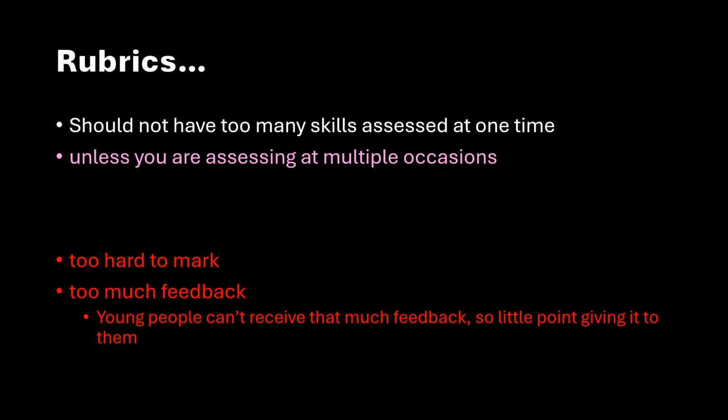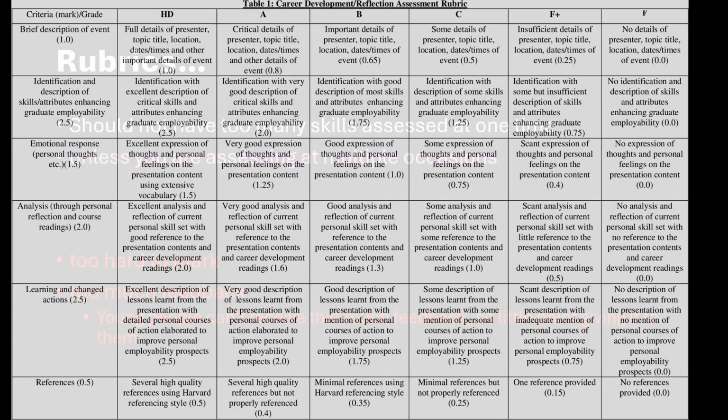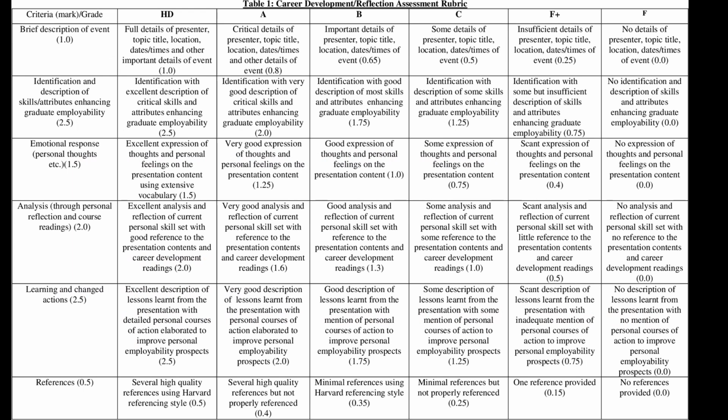So here's an example of a rubric that breaks that rule. 36 criteria. I mean, it's got a whole heap of other problems as well, but that's just way too much feedback. Your typical high school learner is going to struggle to deal with that.